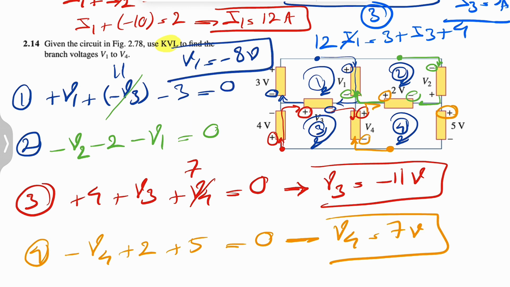Now that we have V1, we're just going to put it in the second equation here. So this is going to be negative 8, or plus 8. So V2 would be negative 2 plus 8, which is going to be 6 volts. And yeah, that's pretty much everything for this question.